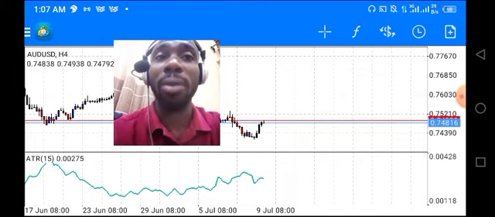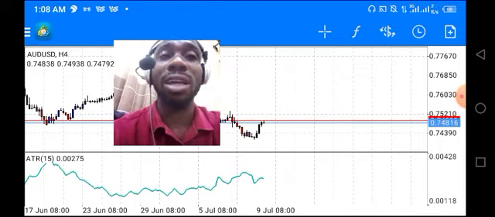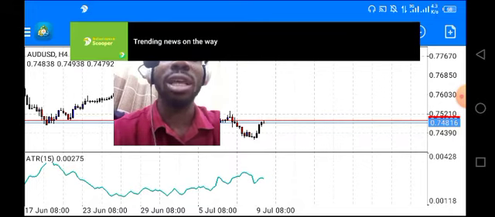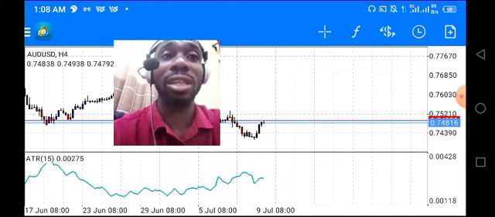But ensure you apply good risk and money management, and you must also understand that this is a very dynamic market. So the analysis I drop today before the market opens, there's a likelihood that when the market opens, things might change. So if you want to be following signals, I drop accurate signals, best entry price in case there's a change in the dynamics of the market.